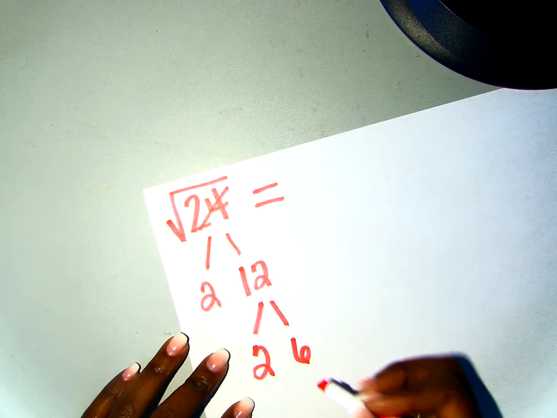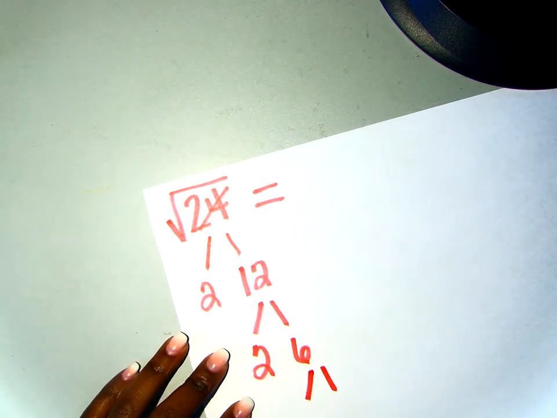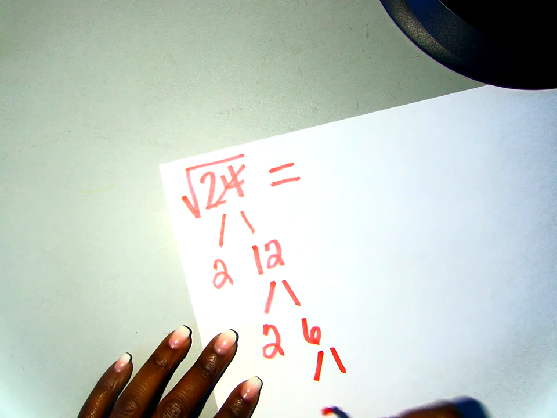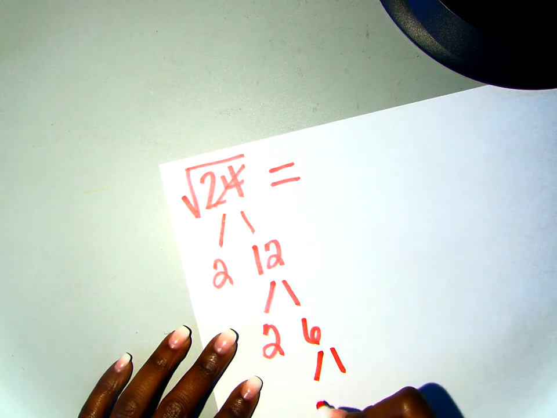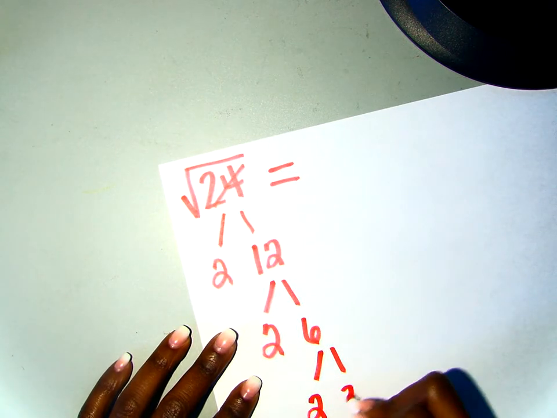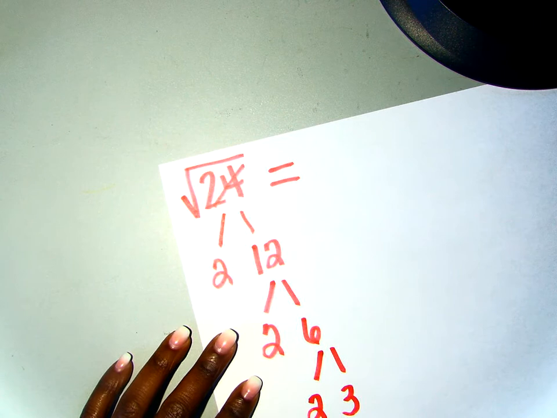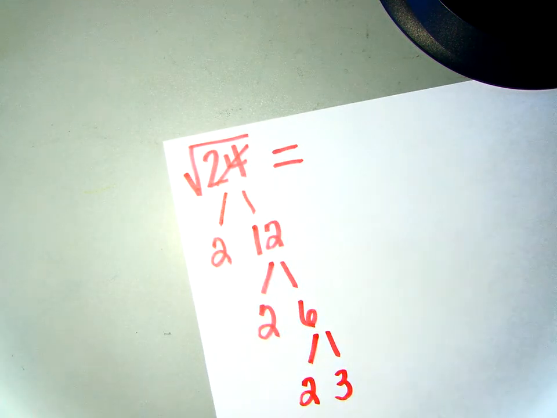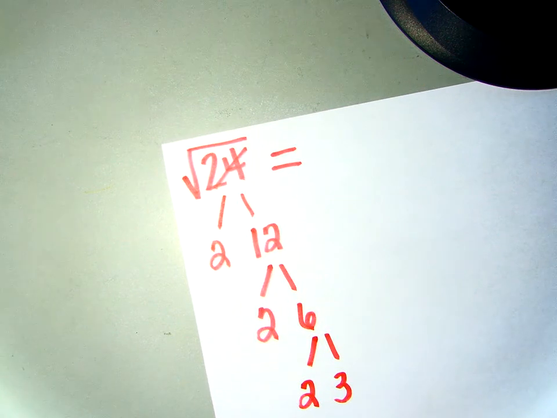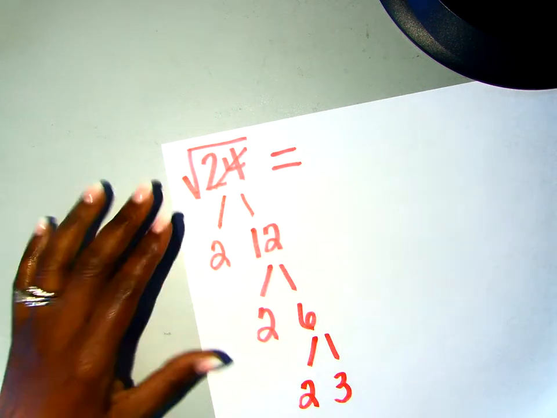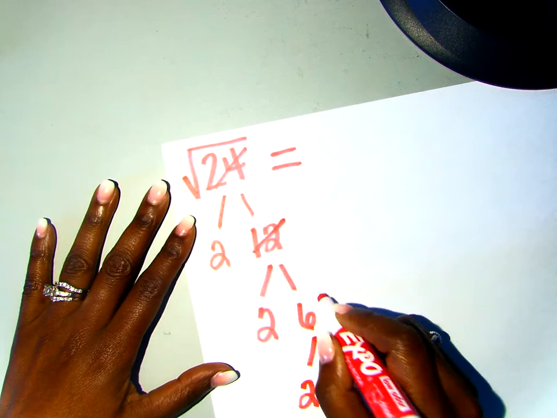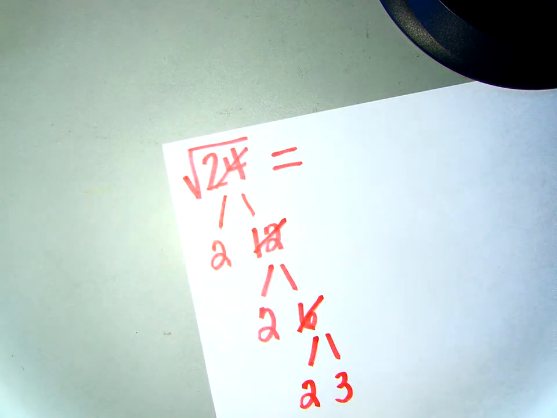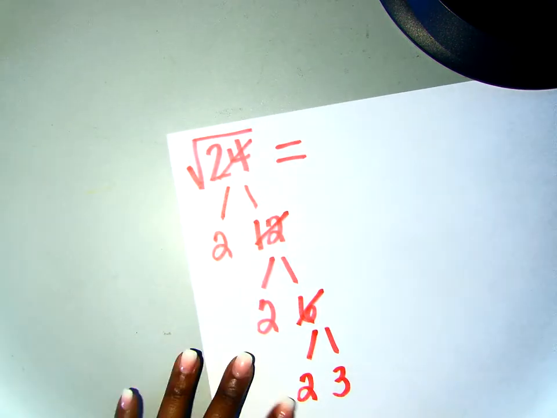So therefore, I will break 6 down, which is an even number. So I would divide it by 2. 6 divided by 2. So 2 goes into 6 3 times. Alright, so now I have all prime numbers. This is what I mean when I say prime factorization. Now I completed step 1 by factoring the radicand. And I'm going to cross 12 and 6 out because I've broken them down, so I'm left with all prime numbers.